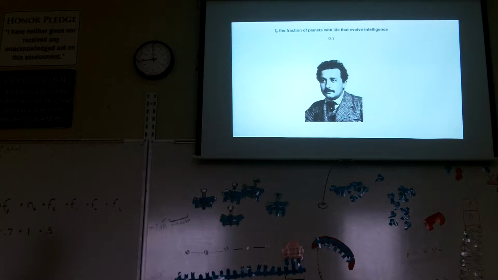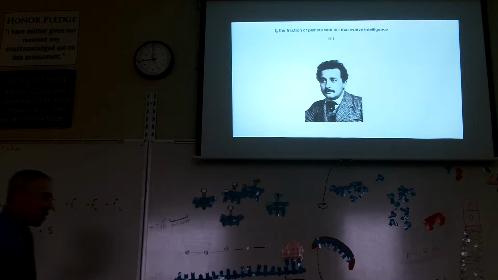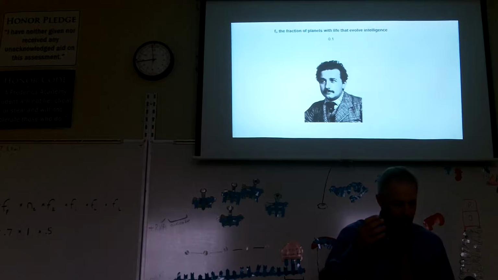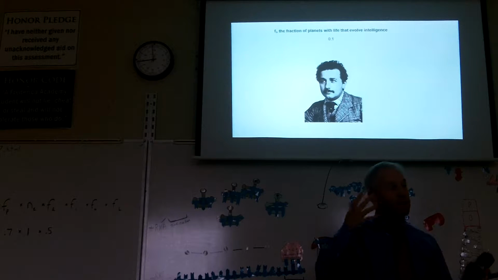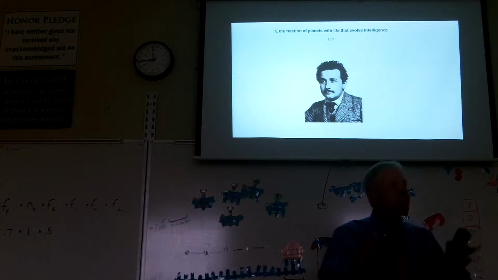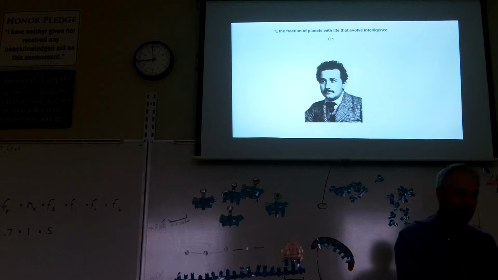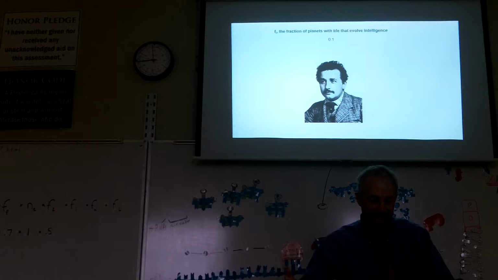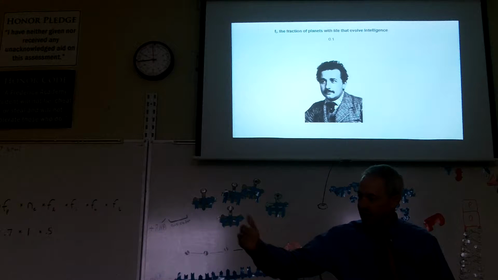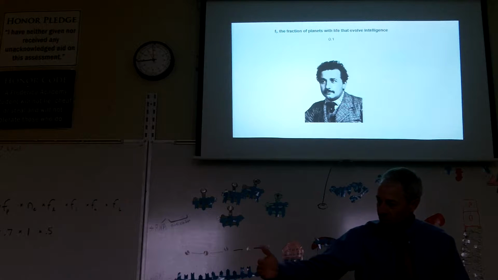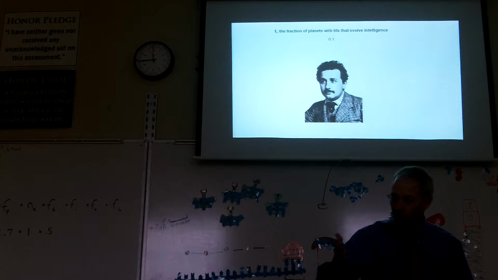The fraction of planets with life that evolve intelligence. So, you have to understand biology a little bit to understand what intelligence is. But to get smart creatures like humans, you have to get complexity. And a lot of scientists say, well, over time, organisms get more and more complex. That's natural selection. It selects for more complicated, smarter beings. And over the 4 billion year history of our planet, organisms got more and more complex and more intelligent.